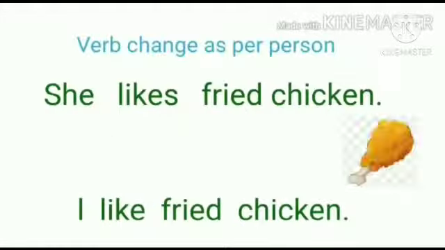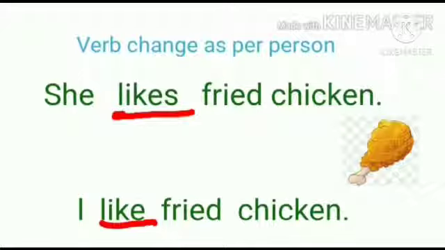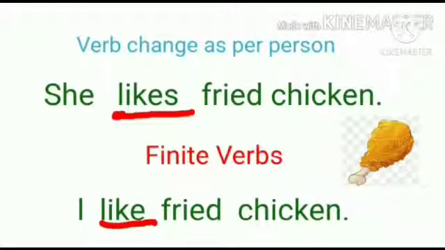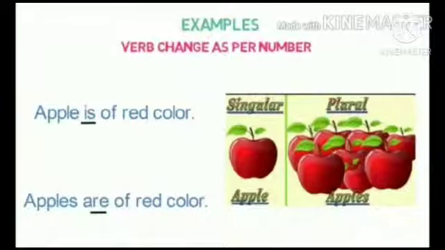Now, let us understand with one more example. Here it is written, she likes fried chicken. Now, what is she? She is the third person. We used likes. Now the second sentence, I like fried chicken. Now here I is first person. So you can see when there is a change in the person, the verb also changes. So likes and like are finite verbs. Now let us study about the third rule.